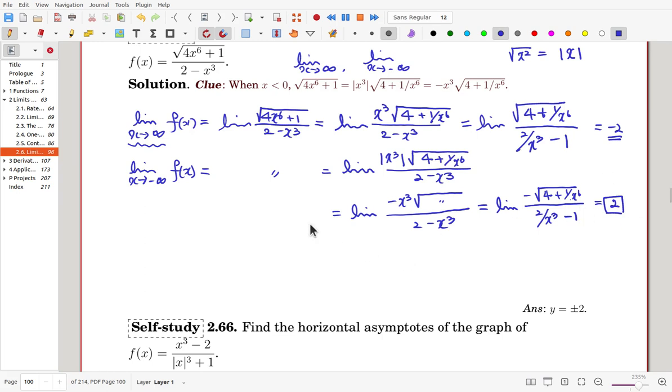Okay, so as x approaches minus infinity, the function value is approaching 2, and on the right side, the function is approaching minus 2. So we have two horizontal lines, y equals minus 2 and y equals 2. These two are horizontal asymptotes. Okay.